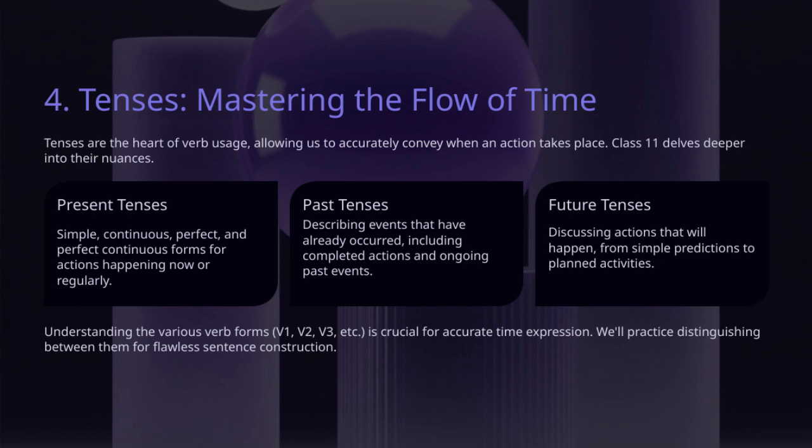We also have the various present tense forms: simple, continuous, perfect, and perfect continuous, which help us describe actions happening now or regularly. These forms allow us to capture the ongoing nature of activities or their completed states. Ultimately, tenses are the core of verb usage because they let us convey exactly when an action takes place. As we delve deeper into this chapter, we'll see how mastering these nuances provides clarity and precision in our communication.